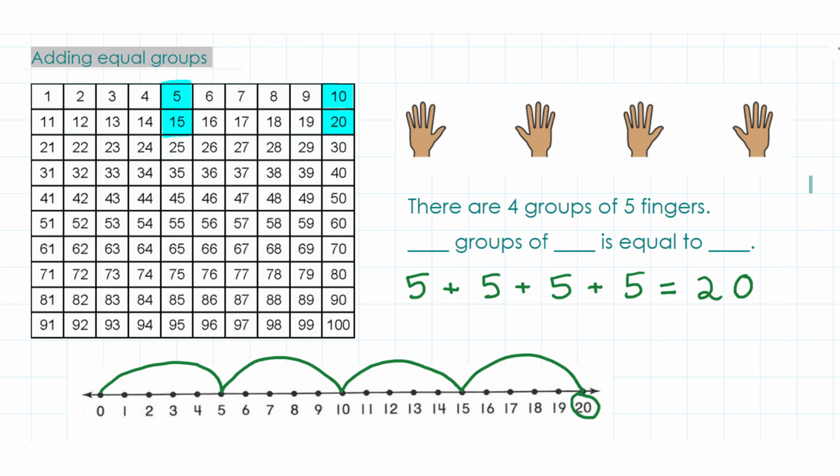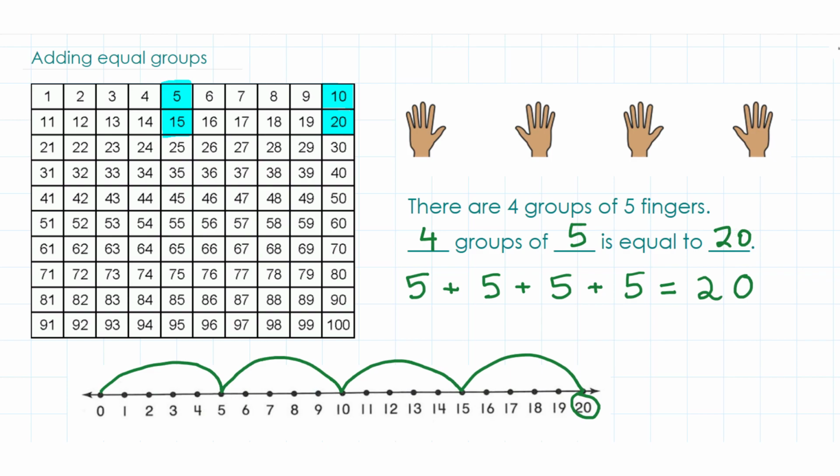So can we complete this final sentence? Can you do it by yourself before I tell you? So we know there are 4 groups of 5 fingers. Groups of is equal to. Have a pause and have a think. What goes in each gap? It's 4 groups of 5 is equal to 20.